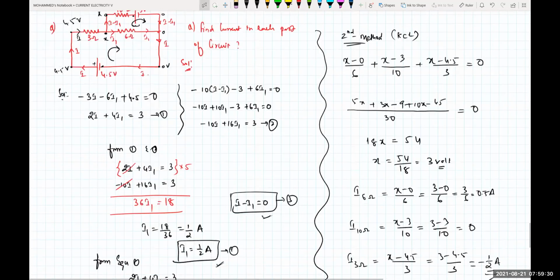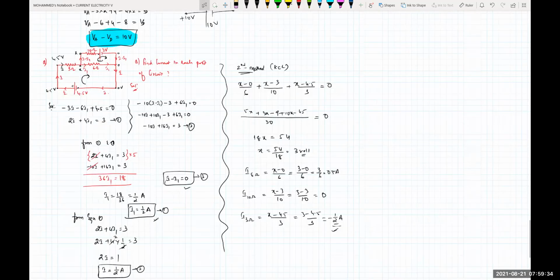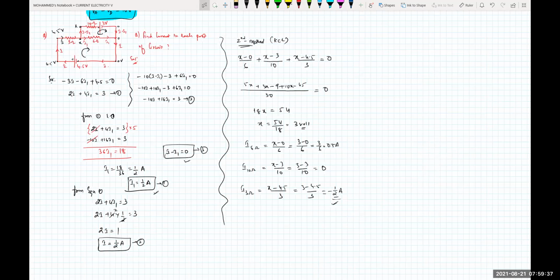So you try to do the Kirchhoff law by your own. I did it by KCL roughly. So try to do it by the Kirchhoff second law and see whether you are getting the same answer or not. Okay? Is that clear?